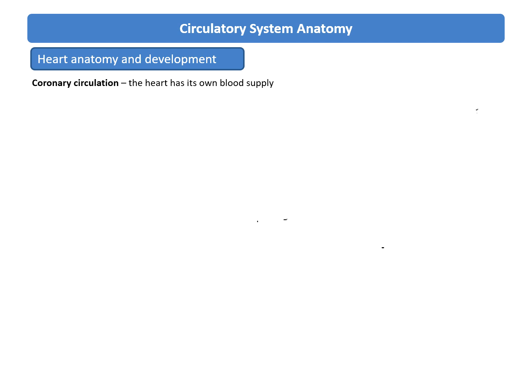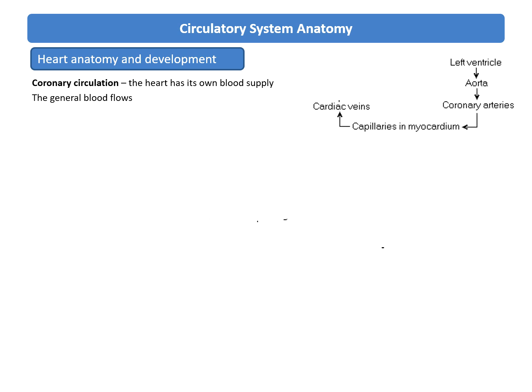The heart has its own blood supply. This is called the coronary circulation. The general blood flow involves the left ventricle into the aorta, then from there into small coronary arteries. The coronary arteries then lead to capillaries within the muscle of the heart. Blood then flows through the cardiac veins into a structure called the coronary sinus, sort of a collecting sac, and into the right atrium.